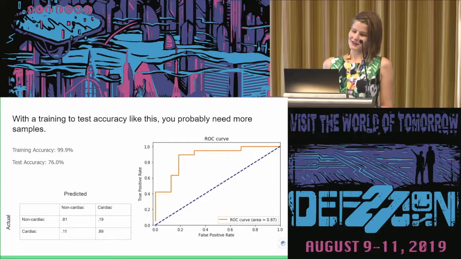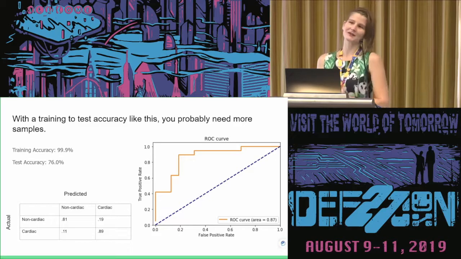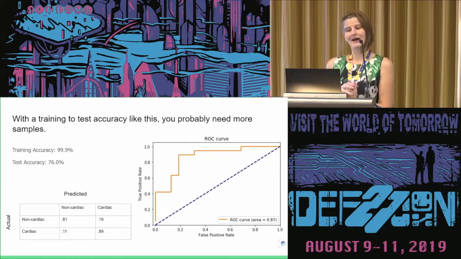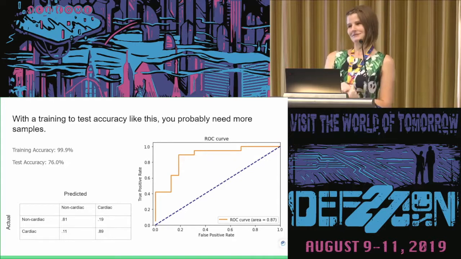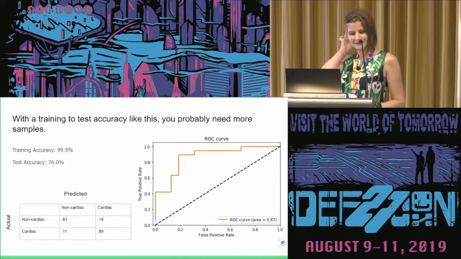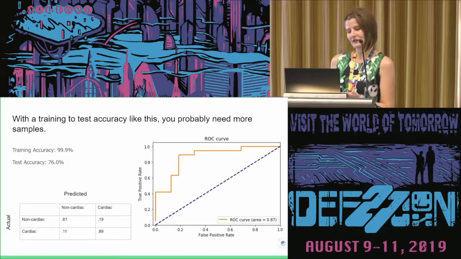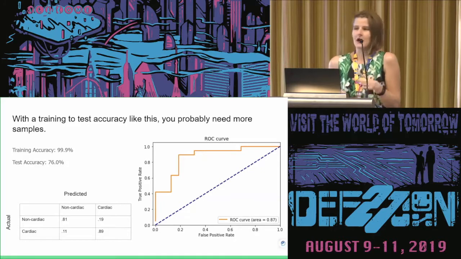And here's another graph with me just telling you guys how terrible my idea was. So yeah, really high training accuracy, really low test accuracy. I was overfitting and it was so bad. But I at least was able to look at false positives versus false negatives.